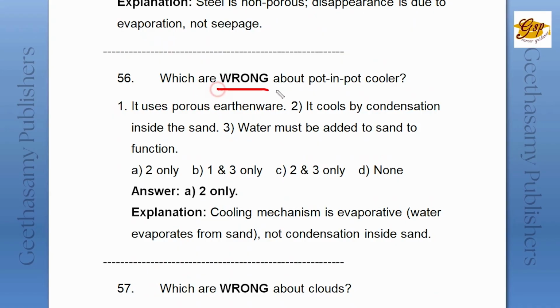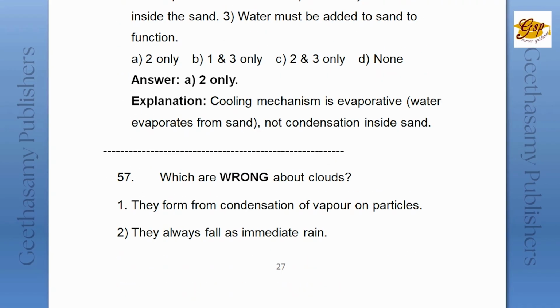The 56th question. Again, it's about what is wrong about the pot-in-pot cooler. 1. It uses porous earthenware. 2. It cools by condensation inside the sand. 3. Water must be added to the sand. The choices are 2 only, 1 and 3, 2 and 3, none. The answer is 2 only. The explanation is that the cooling mechanism is evaporative: water evaporates from the sand, not condensation inside the sand.